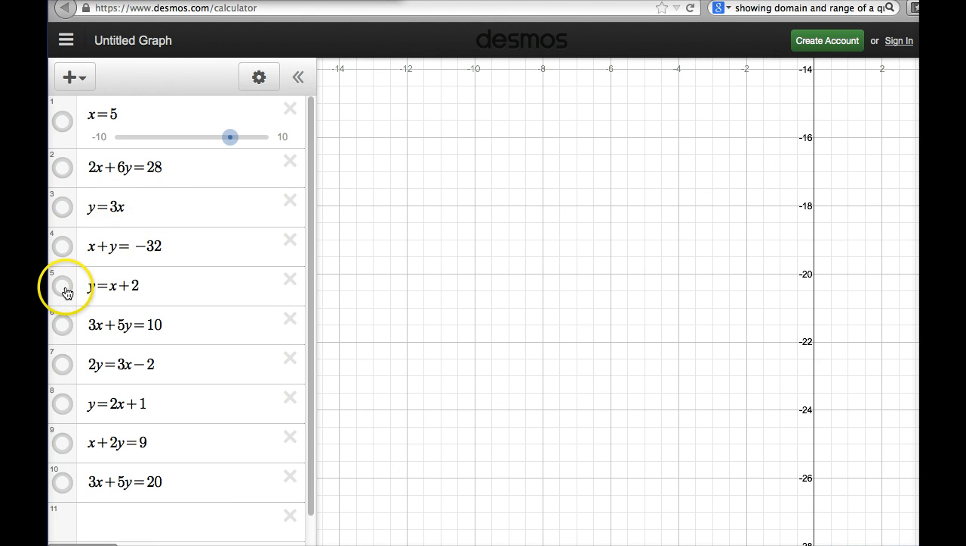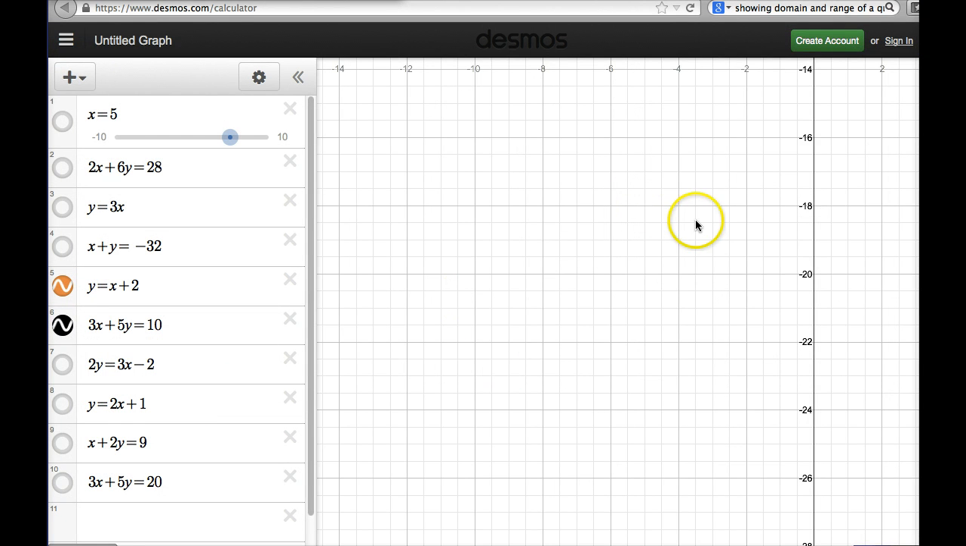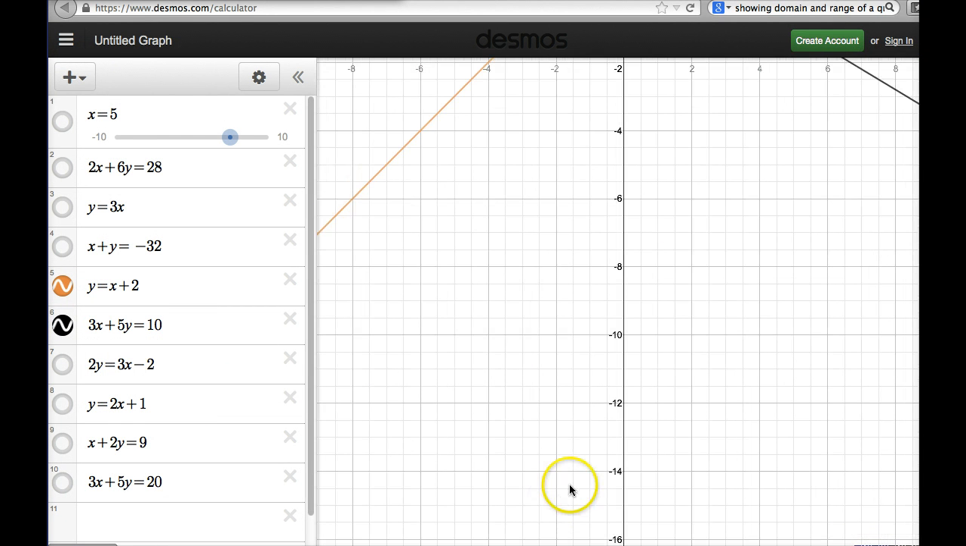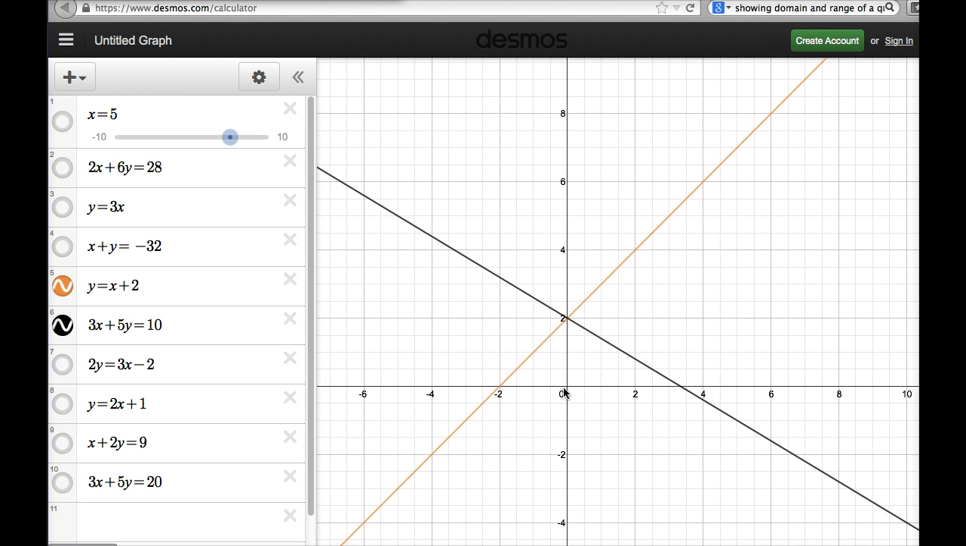So we have y equals x plus 2, and I believe it was 3y plus 5x. So in these two equations, we said that they intersect at 0, 2, and here it is, right here. So we went left and right 0, and we went up 2, and there's our intersection. So you can see it graphically as well.